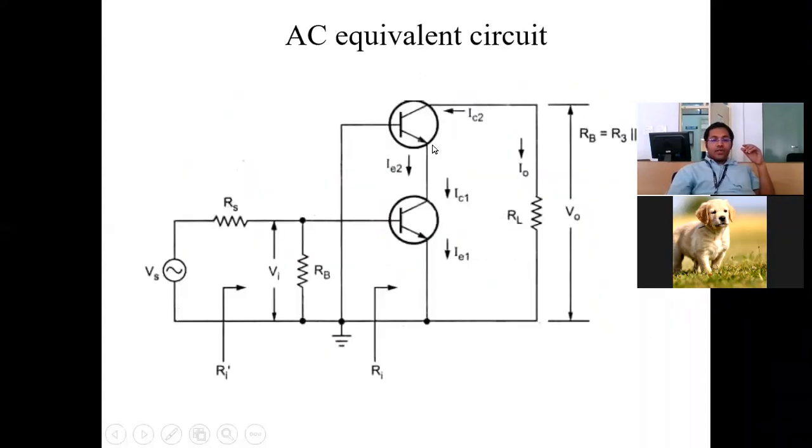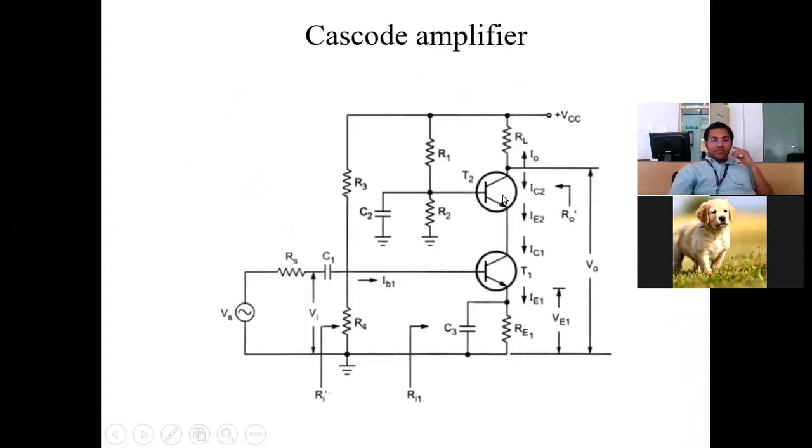Collector going to emitter. Next, here, what do we have? We have base, isn't it? So this resistor, what is the equivalent of these two? Can anybody tell? Think, very easy question.